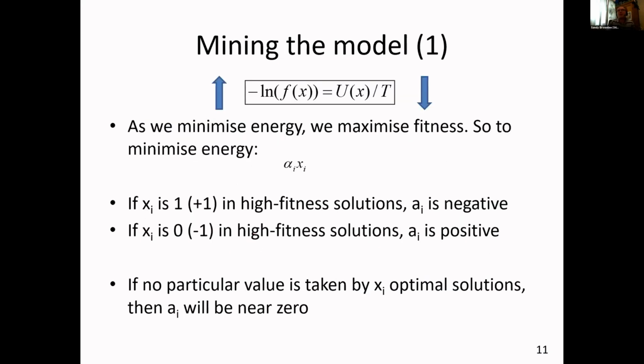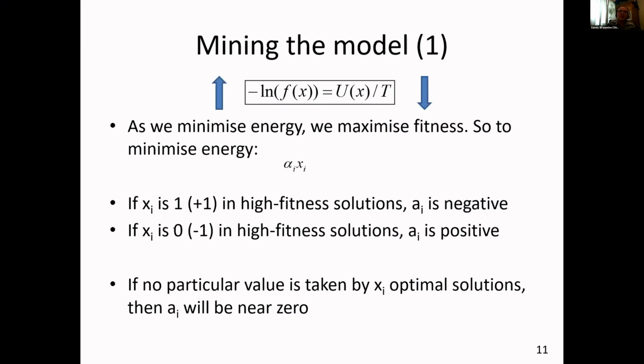So how does that work? Well, that model there was trying to predict fitness, and it was more accurately trying to predict what makes fitness high. And so if we remember, there's a negative log relationship to fitness there. So if we're interested in high fitness solutions, and the high fitness solutions are likely to have a 1 for a particular variable, then the corresponding alpha that goes with that term in the model is negative.